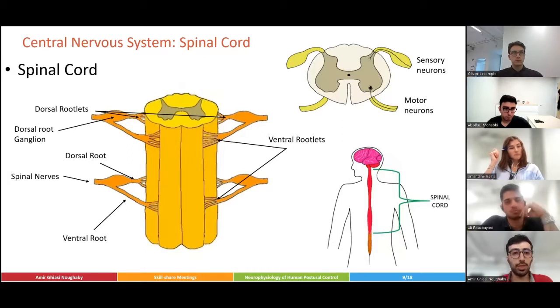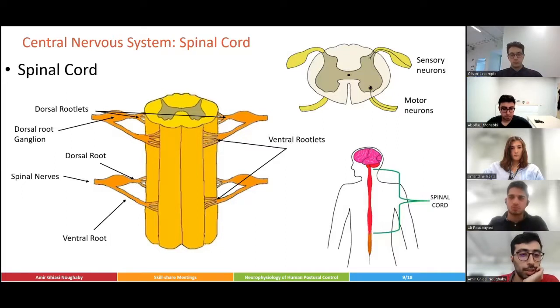The spinal cord, you can see here some pictures representing its shape. You can see here that it is connected to the brain. For the CNS, this is a cross-sectional view of the spinal cord, and you can see here that the sensory neurons are connected to the dorsal rootlets, which themselves generate the dorsal root, emerging in that part, and finally after a bunch of dorsal roots are created, the dorsal root ganglion.